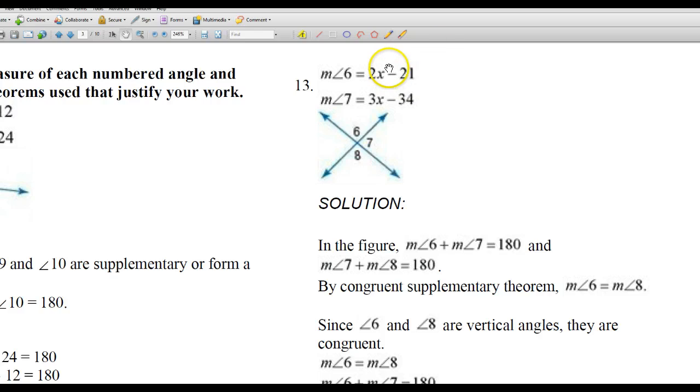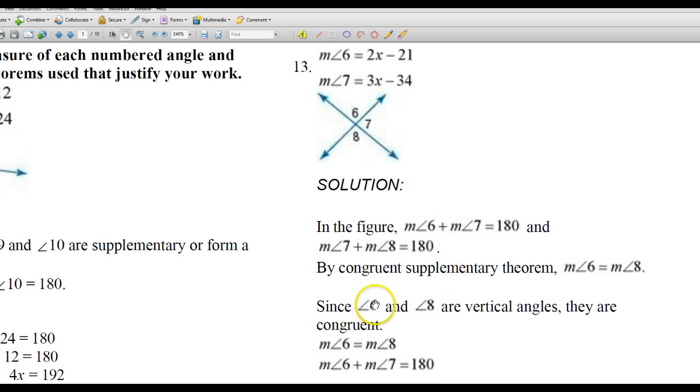For number 13, the measure of angle 6 is 2x minus 21, and the measure of angle 7 is 3x minus 34. So in this case, the measure of angle 6 plus the measure of angle 7 equals 180, and the measure of angle 7 plus the measure of angle 8 equals 180. So these two angles will add up to 180 because they form a linear pair. Likewise, these two angles will add up to 180 because they form a linear pair. So that is the supplements theorem to get started.